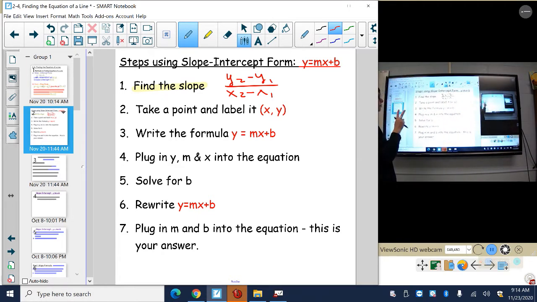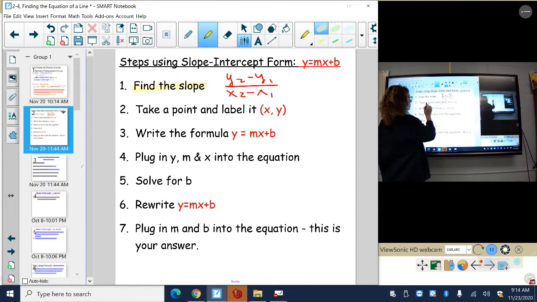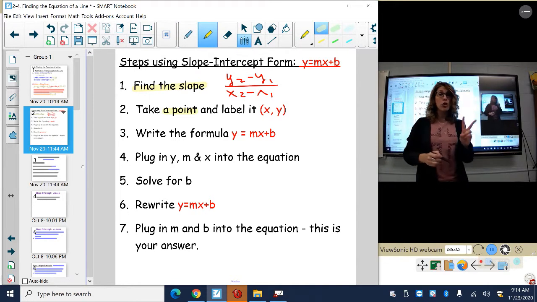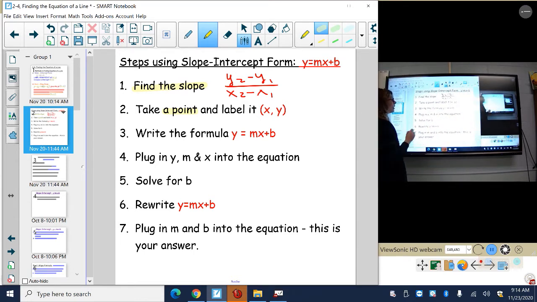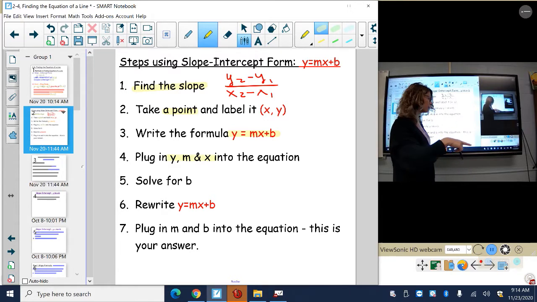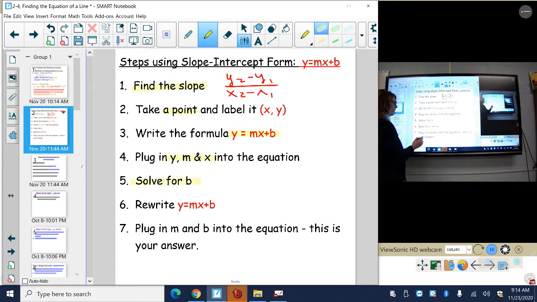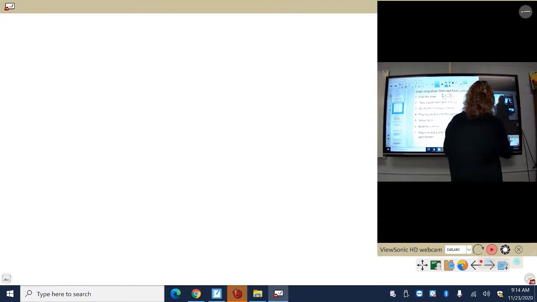Now, step 2, you're going to take a point. Now, generally speaking, they'll give you 2 points, and you're going to choose one out of the 2 points, okay? And you're going to label it xy. Then you're going to write the formula, and you're going to plug in y, m, and x into the formula. And then you're going to solve this for b, and you're going to rewrite it to be y equals mx plus b, and plug in m and b into the equation, and this is your answer. Okay?